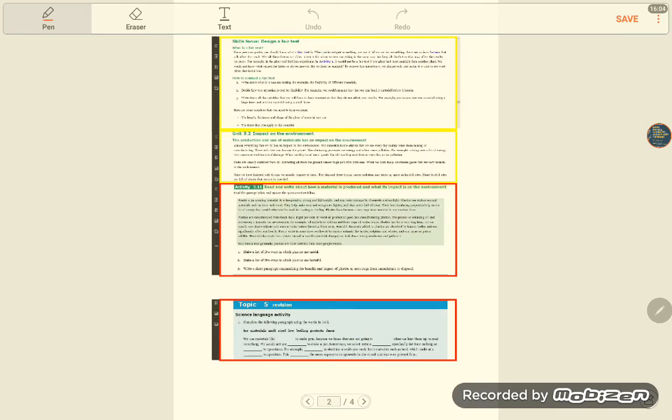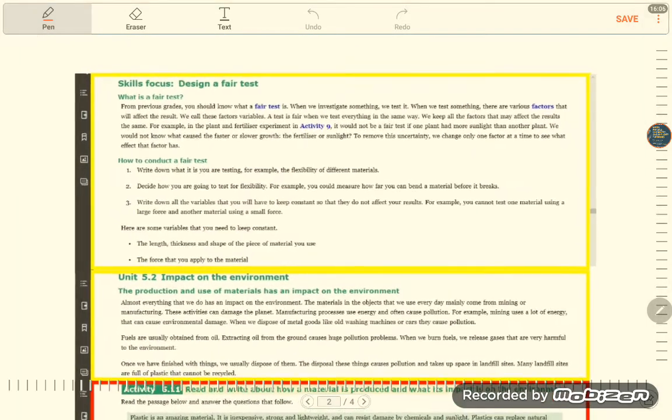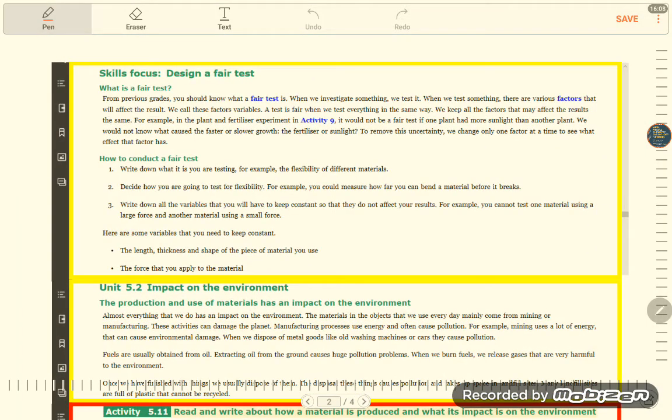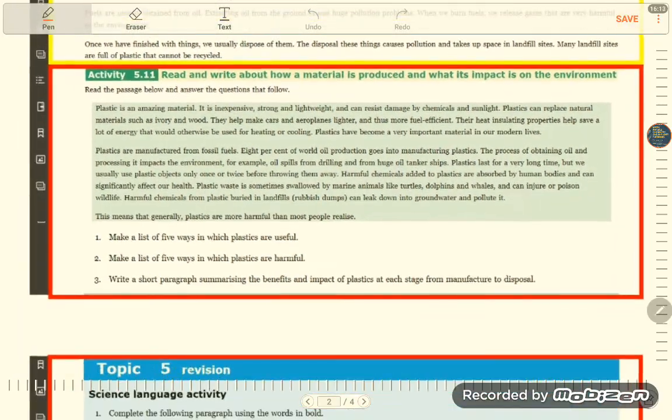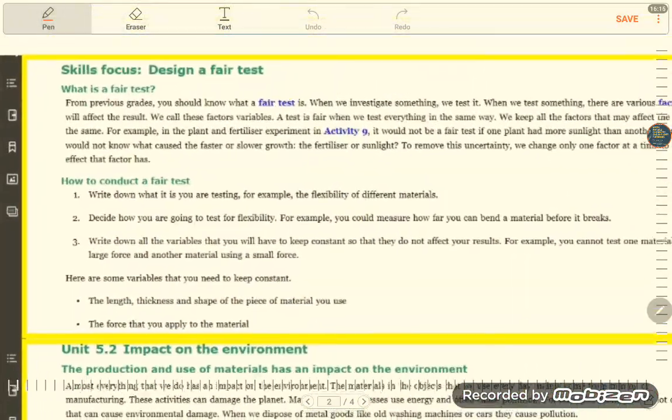Next part to the next page. So again here, you're going to be looking at the material that you need to summarize and the questions that you need to answer as well. And I'm going to just state something about this.